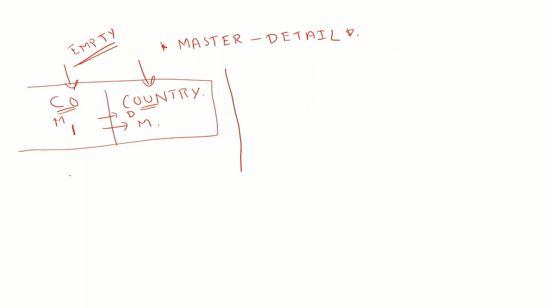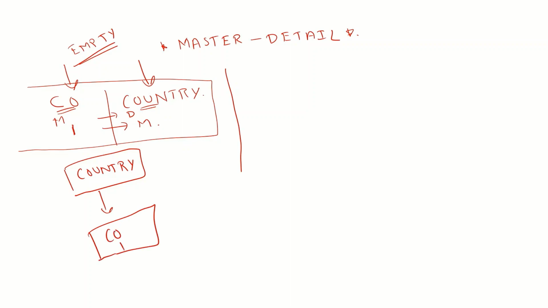So the master detail relationship field will be created on the country object. On the country object, we will create one field. The name of the field can be continent name, and the data type of this field will be master detail relationship, and then we can name it accordingly.